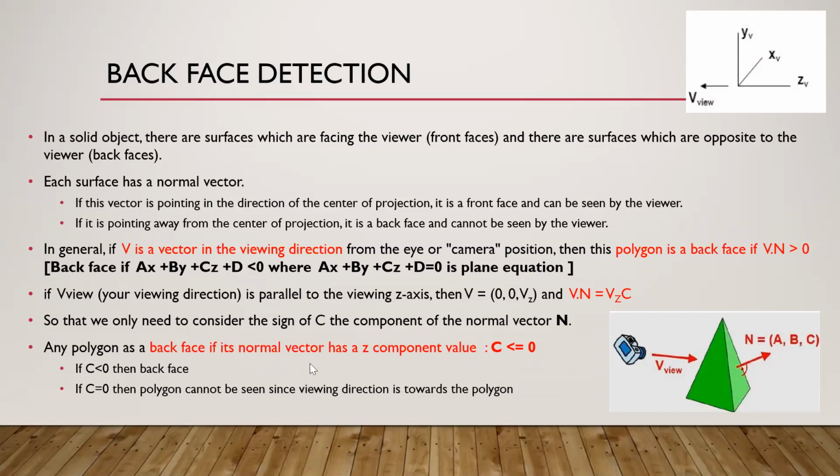So in short, it is a back face if its normal has z value c less than or equal to 0. That means the particular face you are considering is behind the object. So that face need not be illuminated or painted. So that is what the c value calculated from the plane equation tells you. Clear? So this is the concept of backface detection.